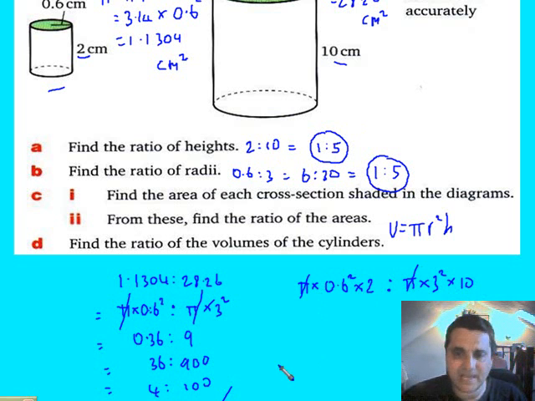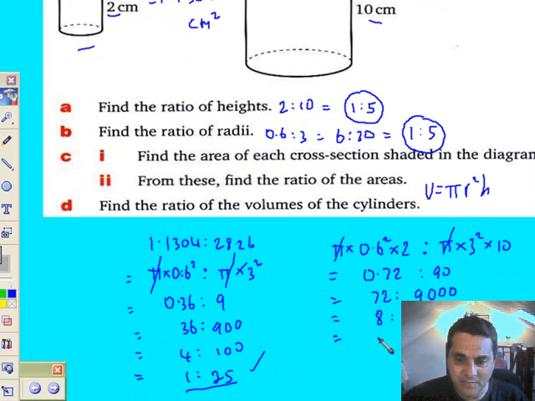Simplifying down, cancelling out the pi's, that is to say divide both sides by pi. So I've got 0.36 times 2, that's 0.72, and that's, well 9 times 10 is 90, isn't it? We'll multiply this side by 100, I go 72 and 9,000, I believe, yes. If I divide both sides by 9, I go 8 to 1,000. And if I divide both sides by 8, I go 1 to 125. I just know that 1,000 divided by 8 is 125.